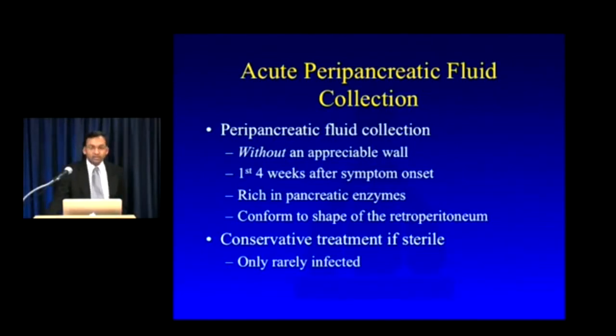collection. These are collections that are simple in appearance. Remember, they're going to be composed purely of pancreatic enzymes. They're not loculated. They don't have an appreciable wall. They conform to the shape of the retroperitoneum. And because there's no necrosis, you shouldn't be seeing any evidence of internal hemorrhage. You shouldn't see internal blood products or other necrotic debris.